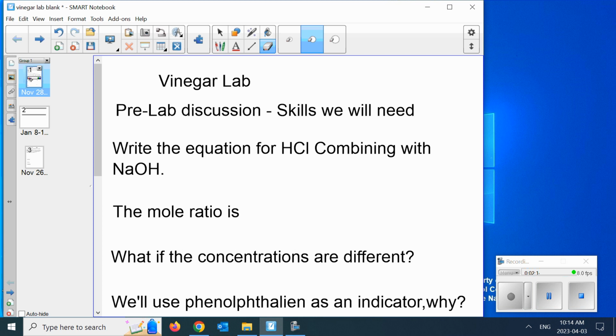So first, I'm going to figure it out with something that's similar. So skills you're going to need. Write the equation for HCl combining with NaOH, sodium hydroxide. So acid HCl, base NaOH. You guys know this. I'm giving you a moment to write that equation. I'll pause. All right. So we have HCl plus sodium hydroxide, acid plus base.